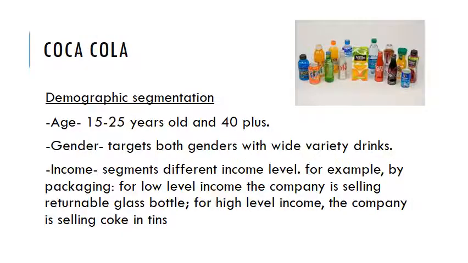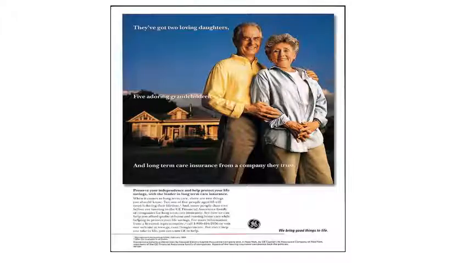Coca-Cola goes in for demographic segmentation. They also base fundamental categories on geographic segmentation. They also have demographic segmentation based on age group, 15 to 25 years old and 40 plus. On gender, they target both genders with a wide variety of drinks. Then they also have classification based on income. Segments have different income levels. For example, by packaging, for low income levels they have the returnable glass bottles. For high income levels they have the Coke tins. So this is how it works.